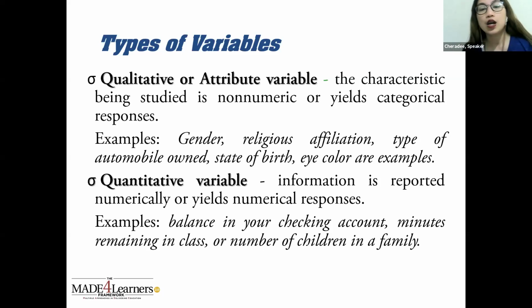On the other hand, we have quantitative variables. So the quantitative variables are the variables that are mostly used in statistics because it's easier to conclude with, no? However, we will know later on that actually attribute variables are also important in our analysis. All right. So information is reported numerically or yields numerical responses. So example, balance in your checking account. So it will be 6 digits or more. Minutes remaining in the class. So that's also an example of a quantitative variable, or the number of children in the family.